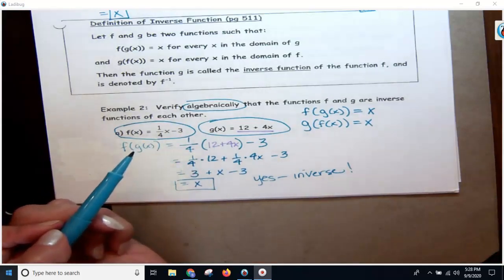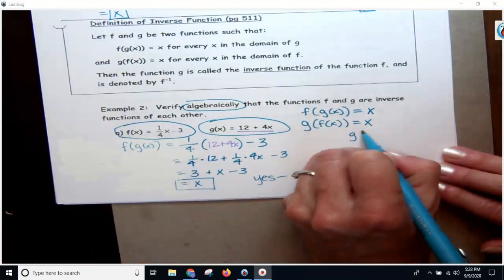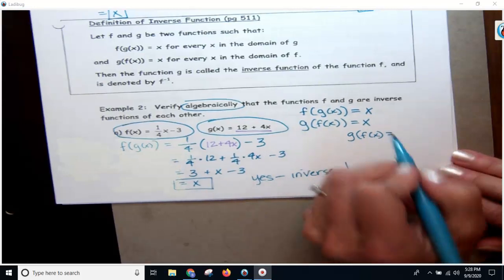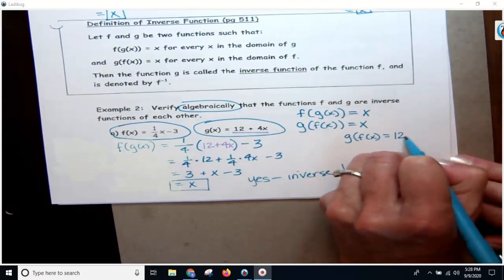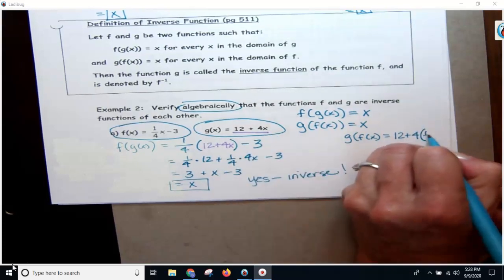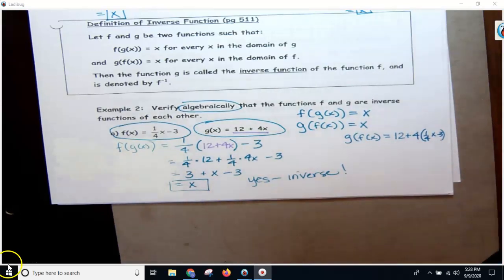Pause the video and try and work it so that you are doing g of f of x equals. So you would have 12 plus 4 times 1/4 x minus 3. Pause the video and just make sure that works.